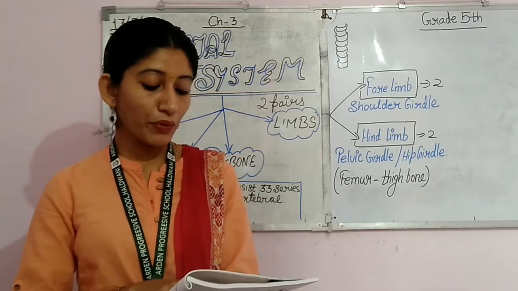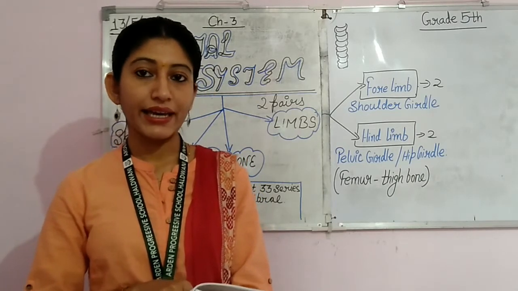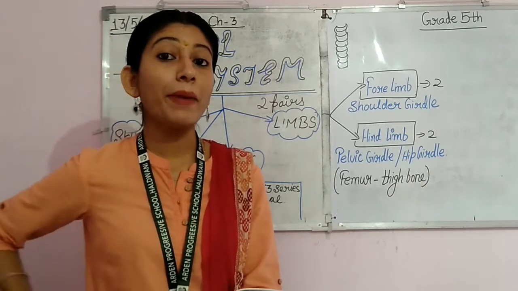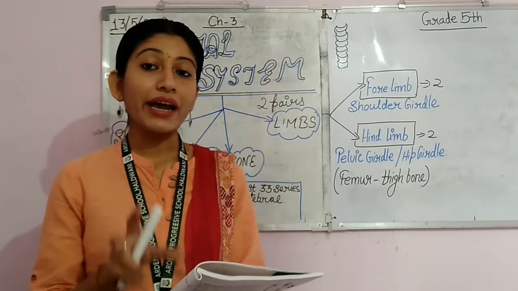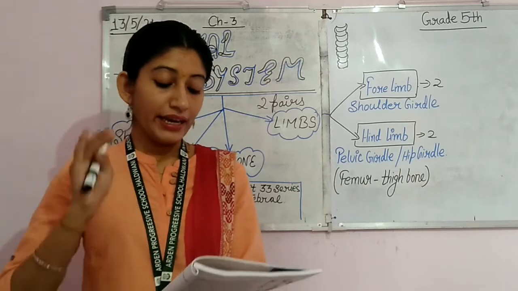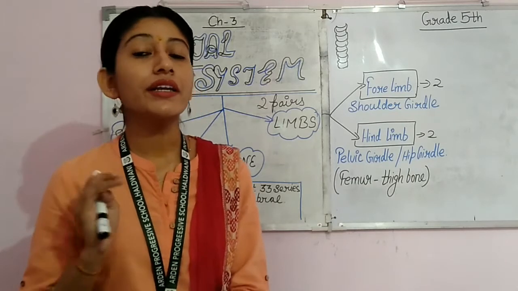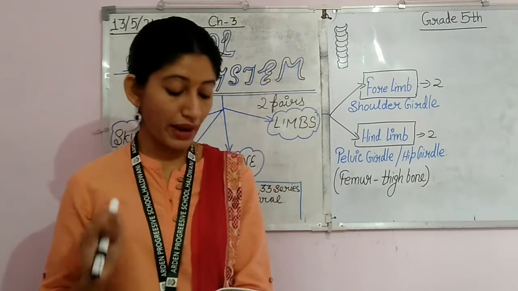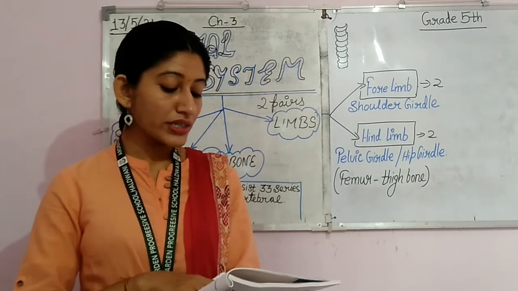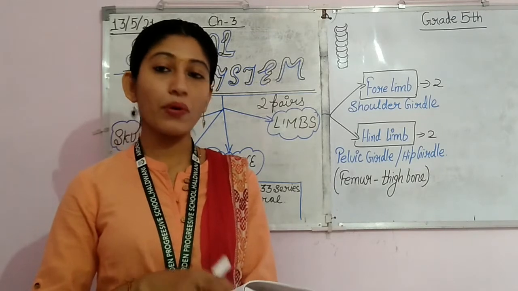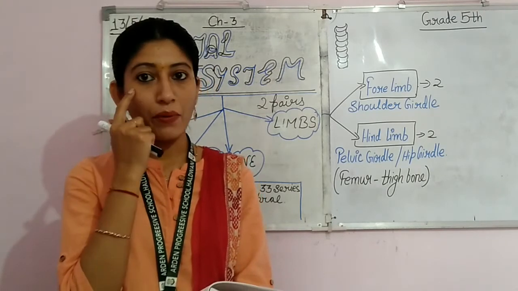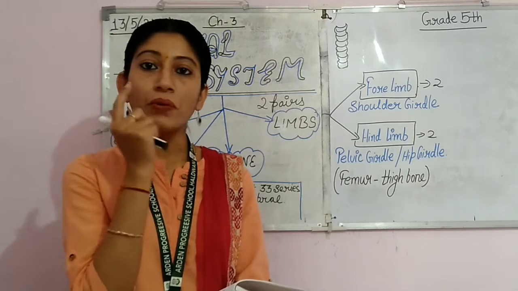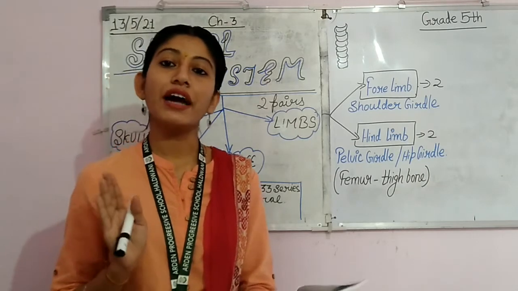The hip bone protects organs. Which is the hip bone? The pelvic bone. It protects organs like the kidney and the urinary bladder. Then the eyeballs are protected by the bony eye sockets. So these we have discussed.